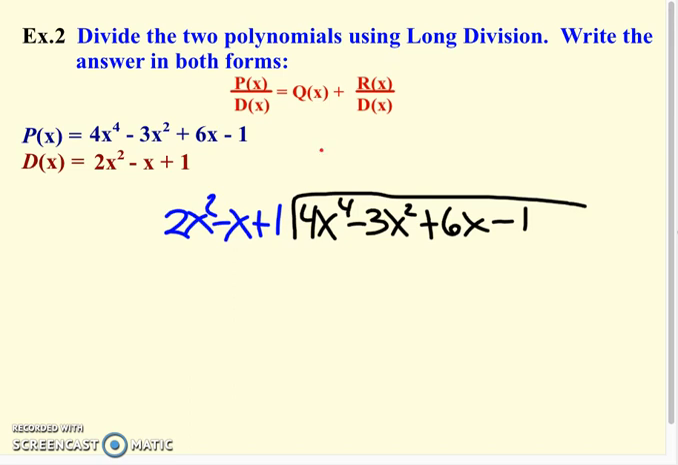I go, what times 2x squared is 4x squared, which would be 2x squared. Multiply the 2x squared times the entire divisor.